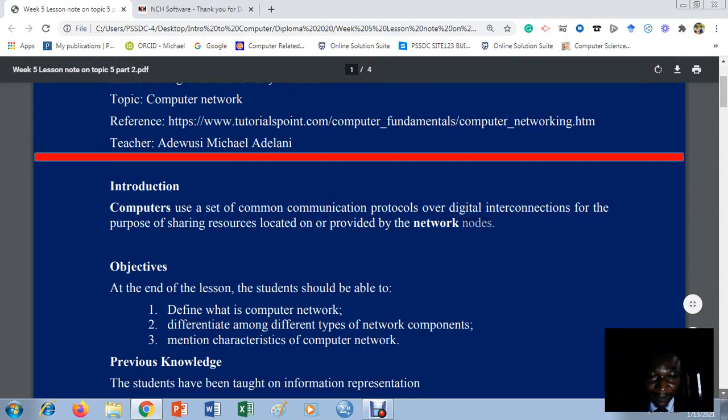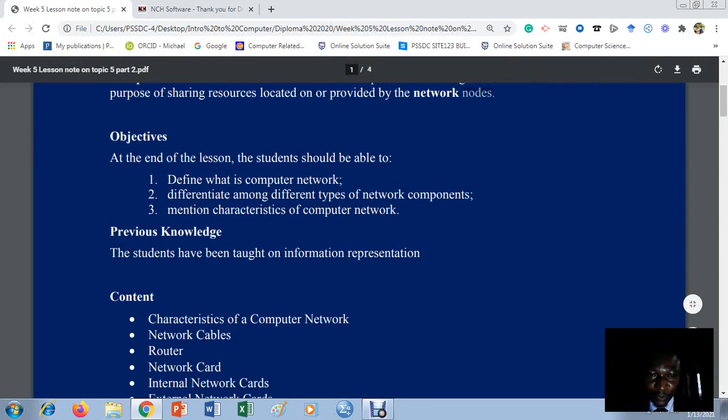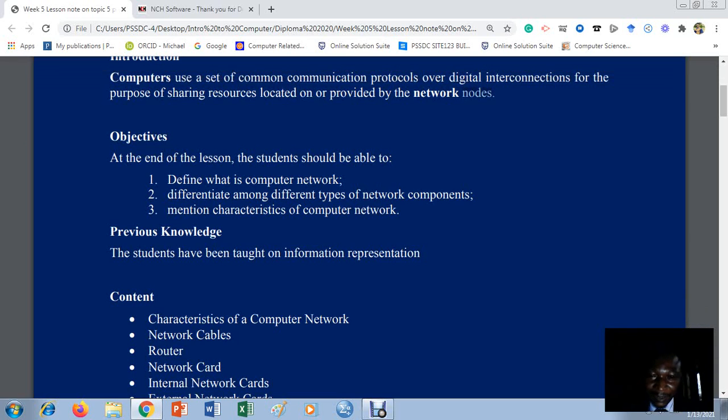For our objective, at the end of this course, you should be able to define what is a computer network. Two, you should be able to differentiate among different types of network components. Then third, mention characteristics of computer network. As a prerequisite for joining this class to listen to this topic, you must have been taught on information representation, and we really dealt with this last week.